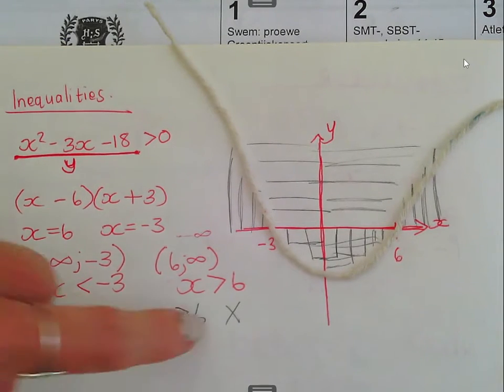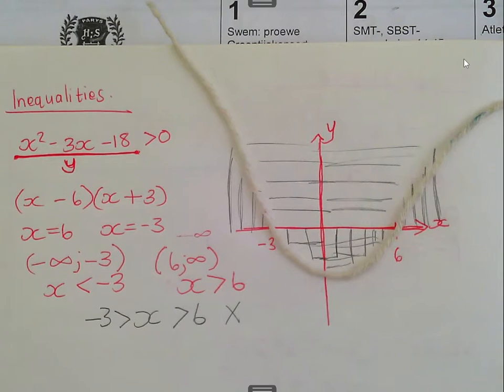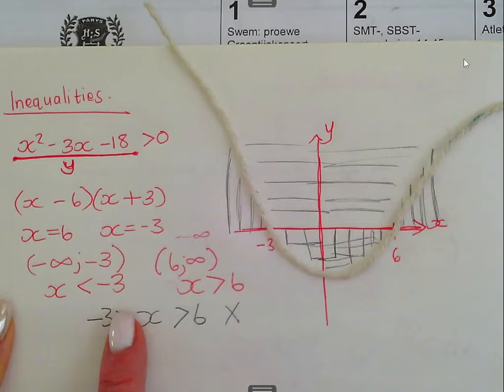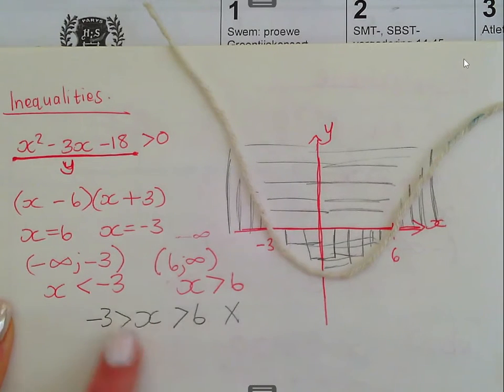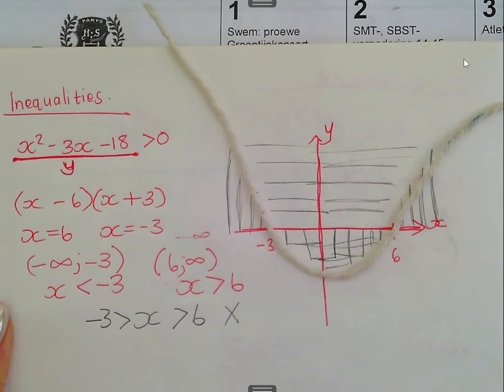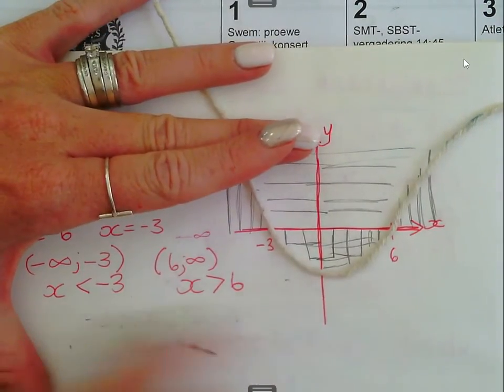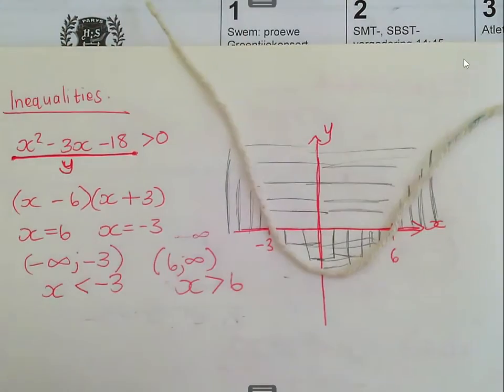Is your answer between negative 3 and 6? X must be smaller than negative 3. So it must be on that side of negative 3. And it must be on that side of 6. But now it's in between negative 3 and 6. Do you see the problem? It doesn't even make sense mathematically. So if your answers are on the outside, so you've got two sets of answers separate from each other, then you write your answers separate from each other. Is that clear? Okay.